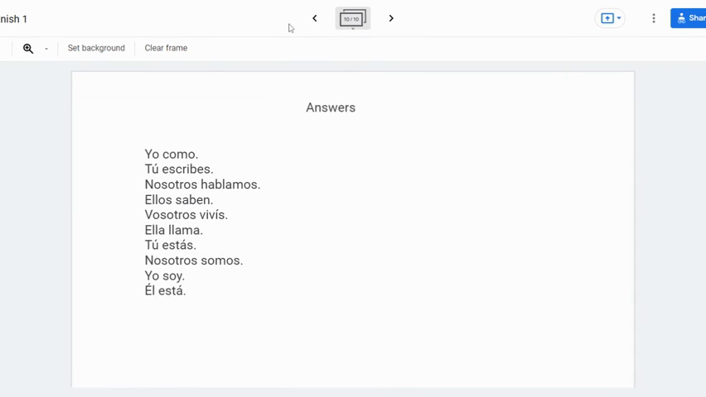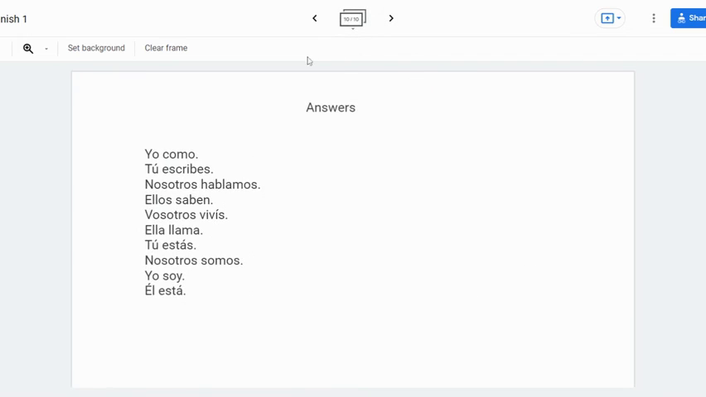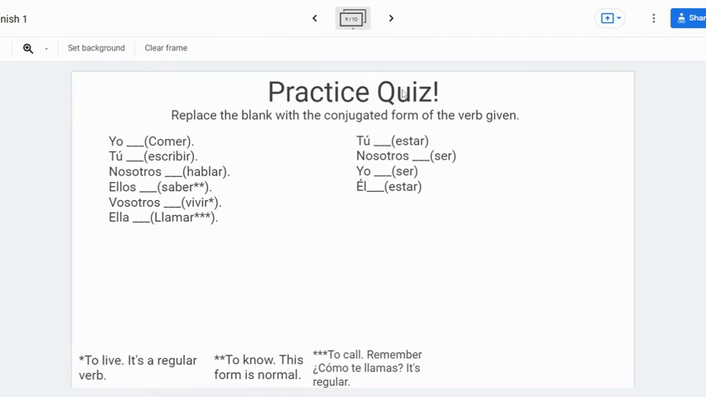Ellos saben is the next one. Saber is an ER verb, and ellos is the subject. You would drop the ER from saber and add an EN, giving you the sentence ellos saben. The next question is vosotros vivís. I asked you to replace the blank with the form of vivir, which is an IR verb. The vosotros form of vivir, since it is an IR verb, is vivís. So that gives you the sentence vosotros vivís.